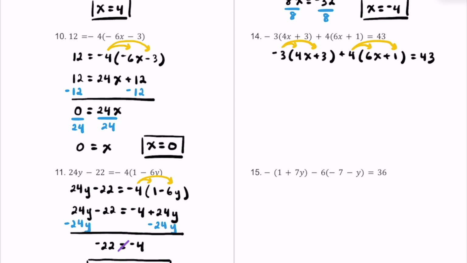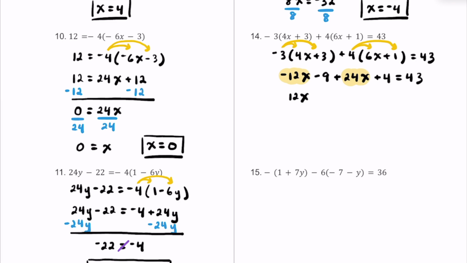Negative 3 times 4x is going to be negative 12x. The negative 3 times positive 3 is going to be a minus 9, or negative 9. Then 4 times 6x is going to be a positive 24x. And then 4 times the 1 is going to be a positive 4. And this will be equal to 43. So the left side has a lot going on, and the right side just has that 43. At this point, let's combine some like terms, because the left side has some like terms we can combine here. So negative 12x plus this 24x combined will get a positive 12x.